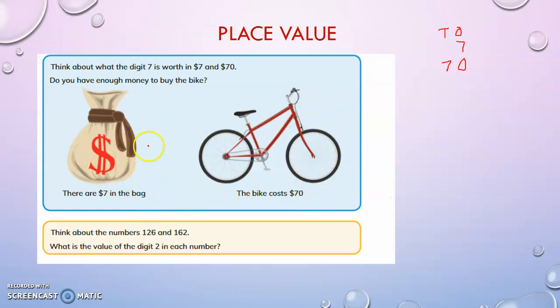If you want to buy this, what is needed? The money in the bag should be bigger, or more. We know 7 is less than 70. Like, to be able to buy this, the money in the bag should be greater than 70. 7 is less than 70 or 70 is greater than 7. 70 is greater than 7, so we cannot buy this.